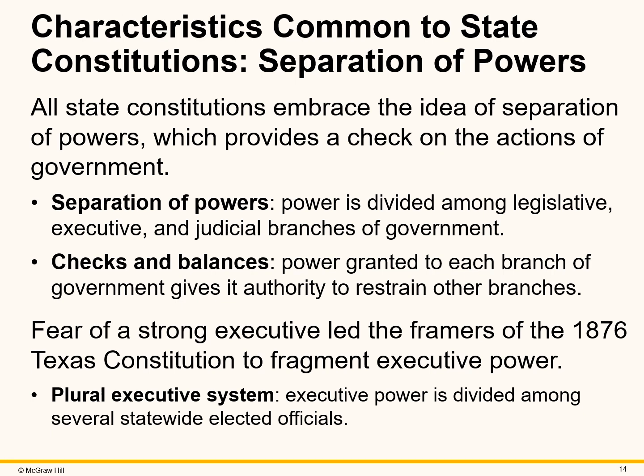Characteristics common to state constitutions. The separation of powers. All state constitutions embrace the idea of separation of powers, which provides a check on the actions of government. Separation of powers means the powers are divided among the legislative, executive, and judicial branches of government. Checks and balances means the power granted to each branch of government gives it the authority to restrain other branches. Fear of a strong executive led the framers of the 1876 Texas Constitution to fragment executive power. A plural executive system is where the executive power is divided among several statewide elected offices.